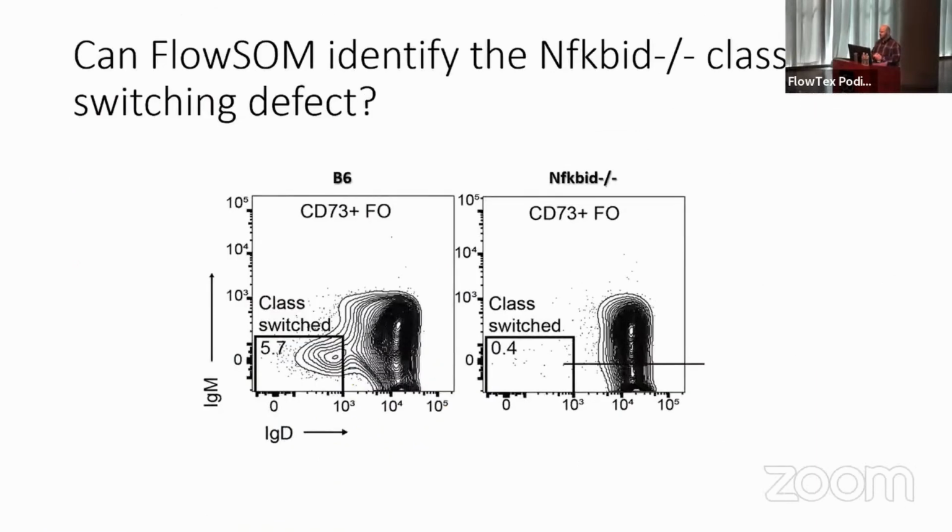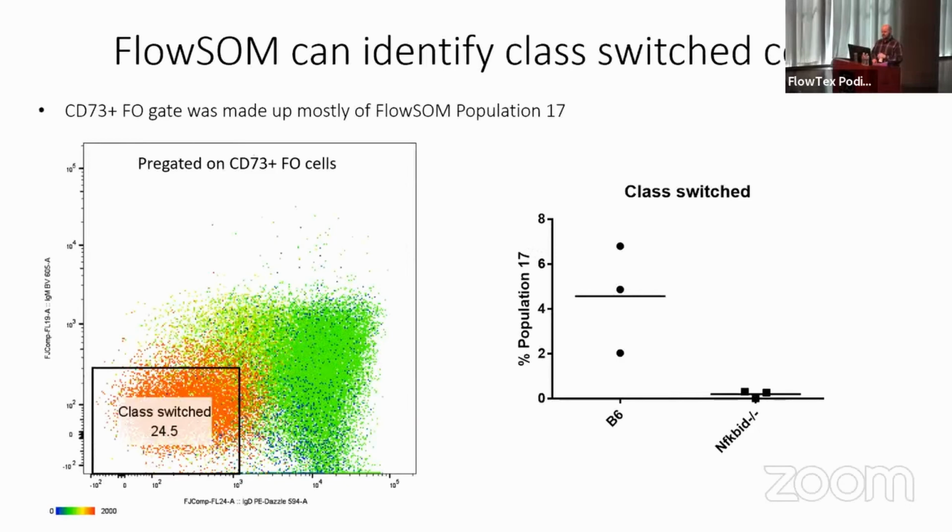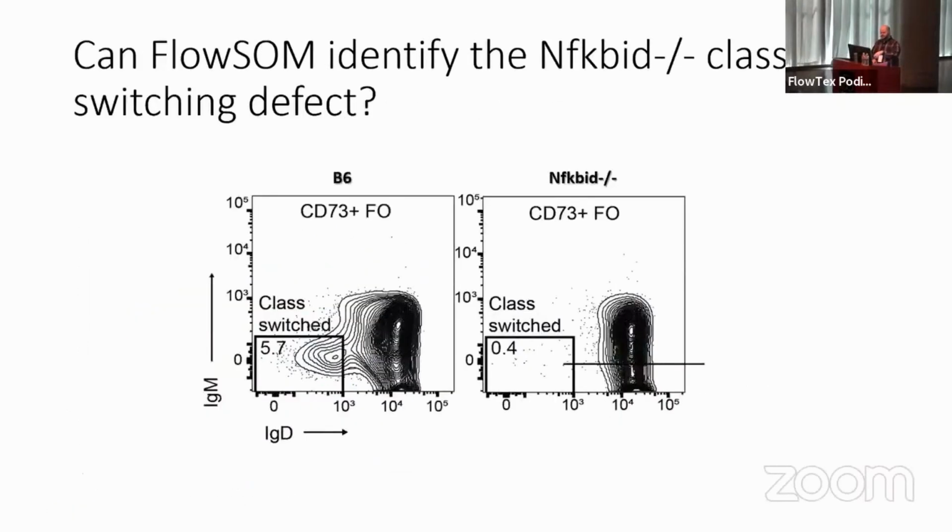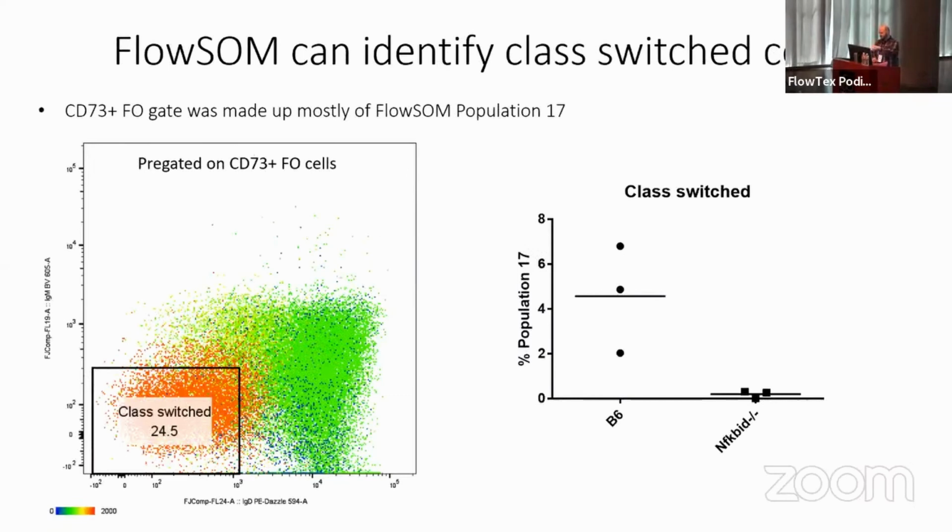A second phenotype that they identified in these mice was an issue with class switching. So they gated on the CD73 positive follicular cells and then looked at the percentage of IgM and IgD low cells. And what they found was that they had limited amounts that had class switched and downregulated IgD. And so we did something similar, and it was that orangish cluster I showed back at the beginning, but we could find that cluster happened to be number 17. Again, we were able to replicate their population data by manual gating.